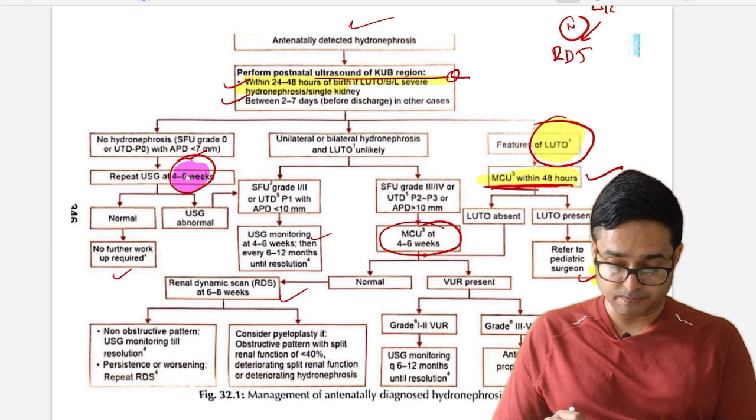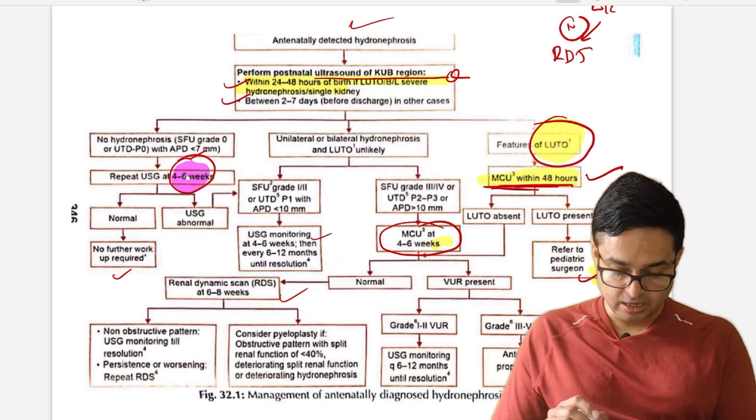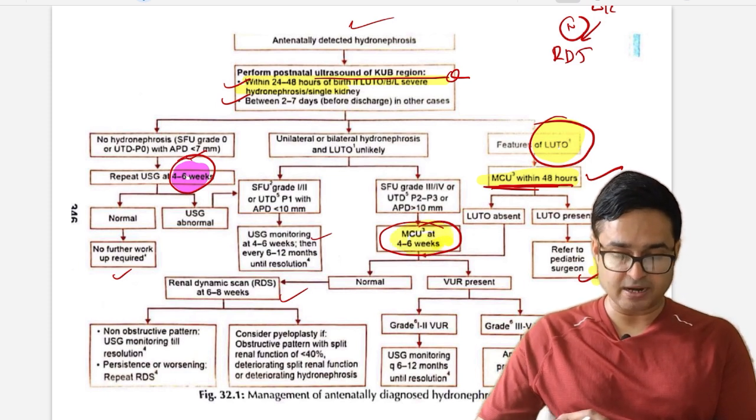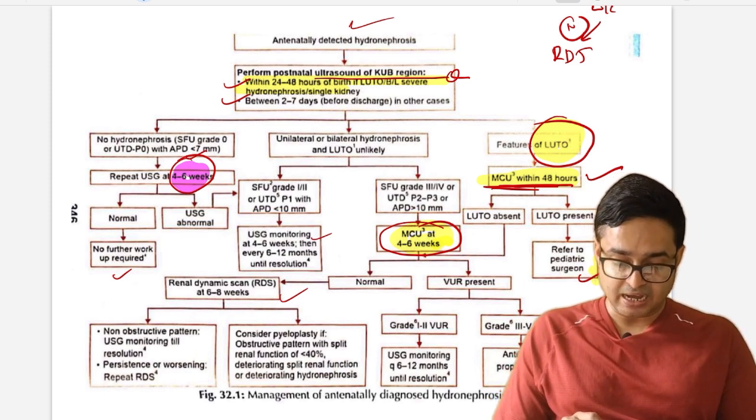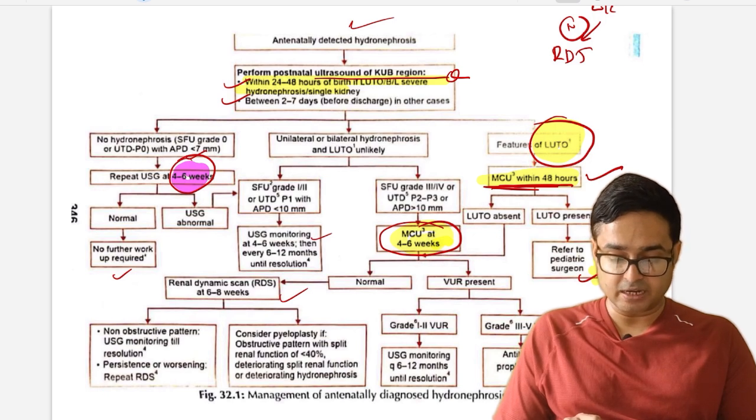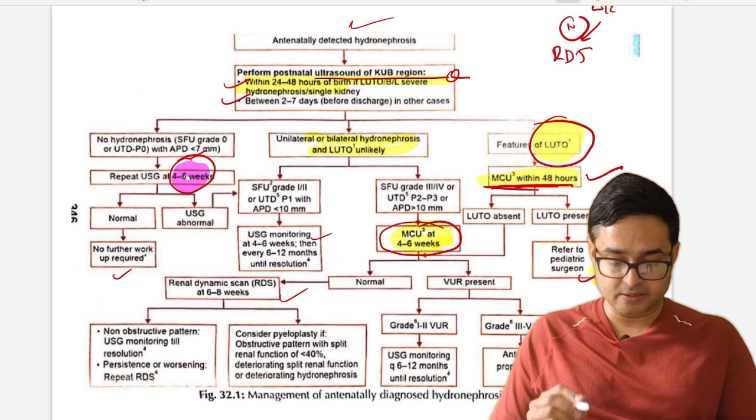But if it is not present, then you have to again do MCU at 4 to 6 weeks. Okay, so this part we have covered. Another part: unilateral or bilateral hydronephrosis you found, but lower urinary tract obstruction is unlikely in this condition.